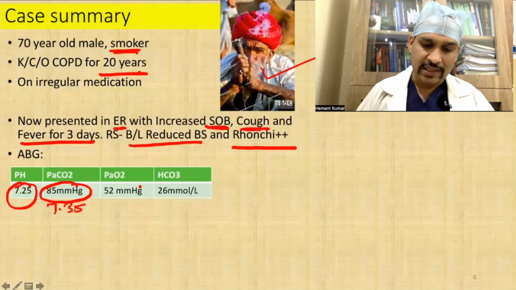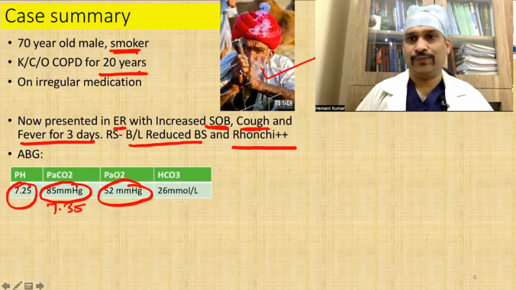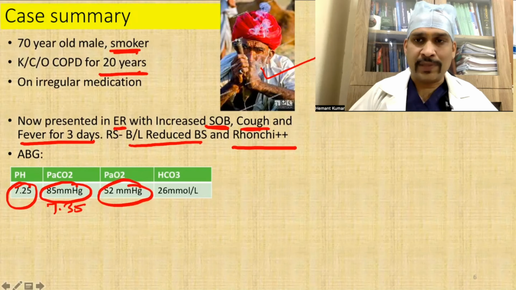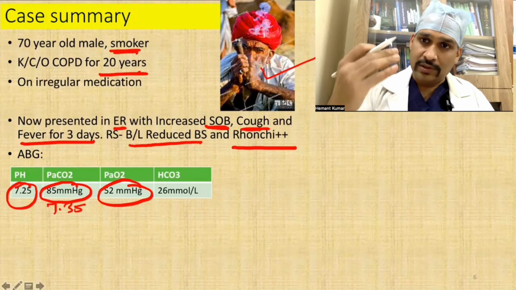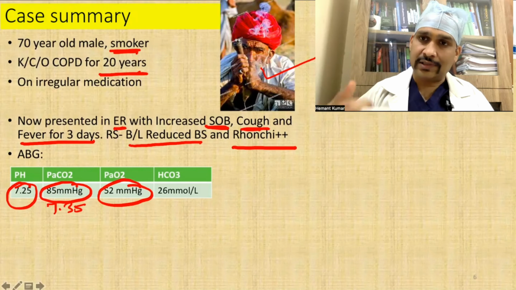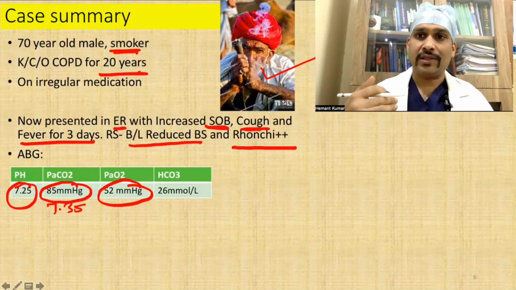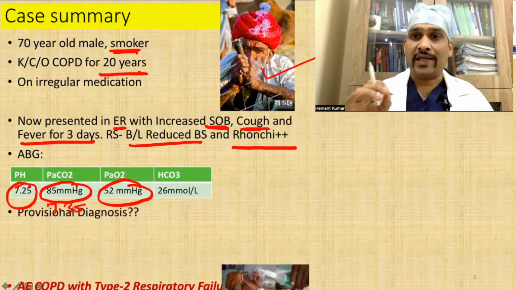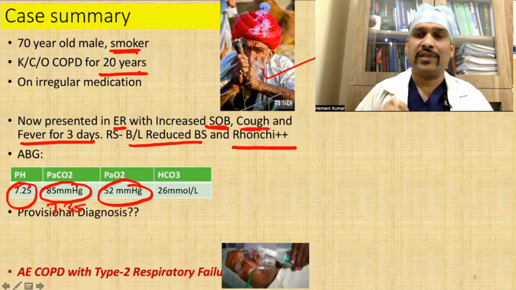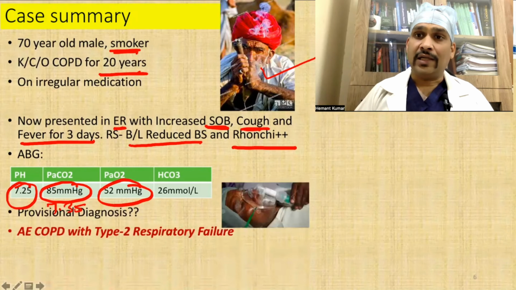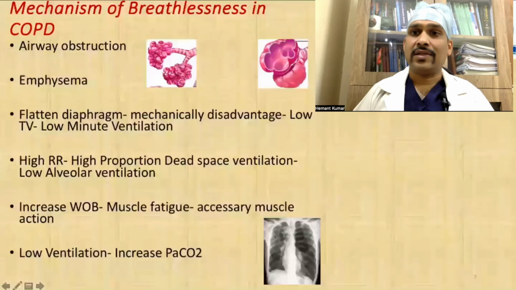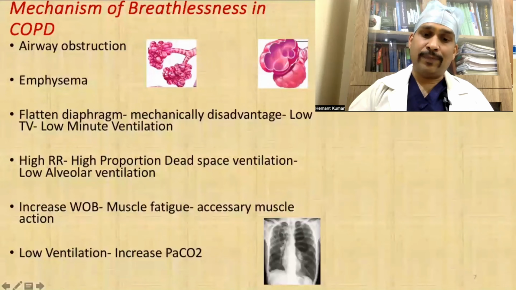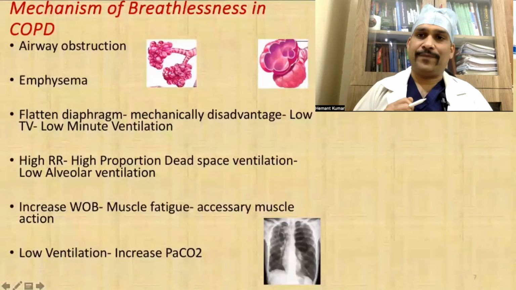And you can see there is hypoxemia also. So usually type 2 respiratory failure occurs along with type 1 respiratory failure. So an old man, a smoker, known case of COPD, came with type 2 respiratory failure. So this is a case of acute exacerbation of COPD with type 2 respiratory failure. Now the question is, what is the mechanism of breathlessness in COPD?